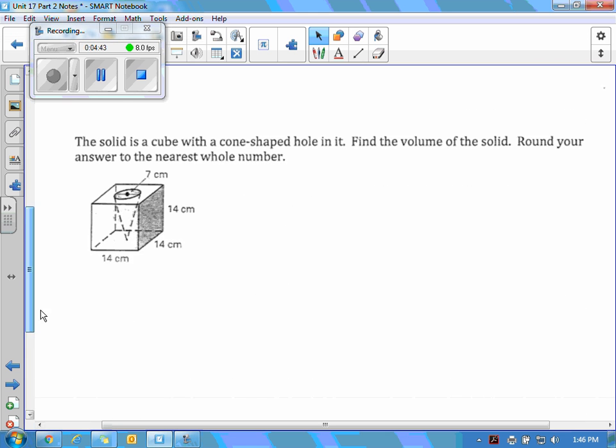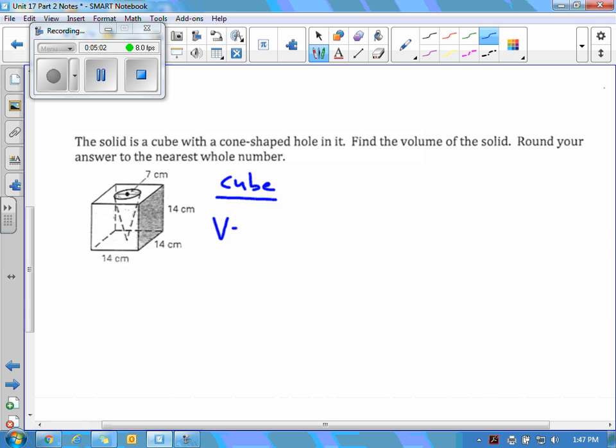This bottom one I'm going to walk through with you. It says the solid is a cube with a cone-shaped hole in it. Find the volume of the solid. Round your answer to the nearest whole number. So this cone that's in there is actually cut out. So our solid is the cube with the cone cut out. So we need to start by finding the volume of both.